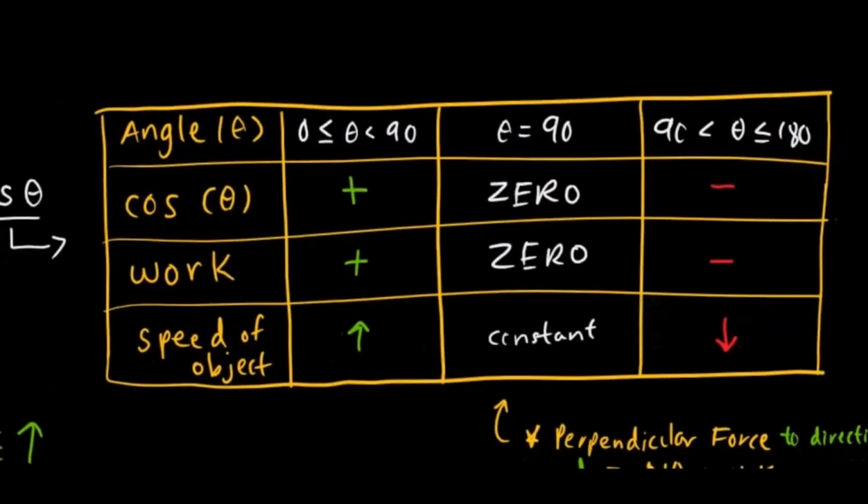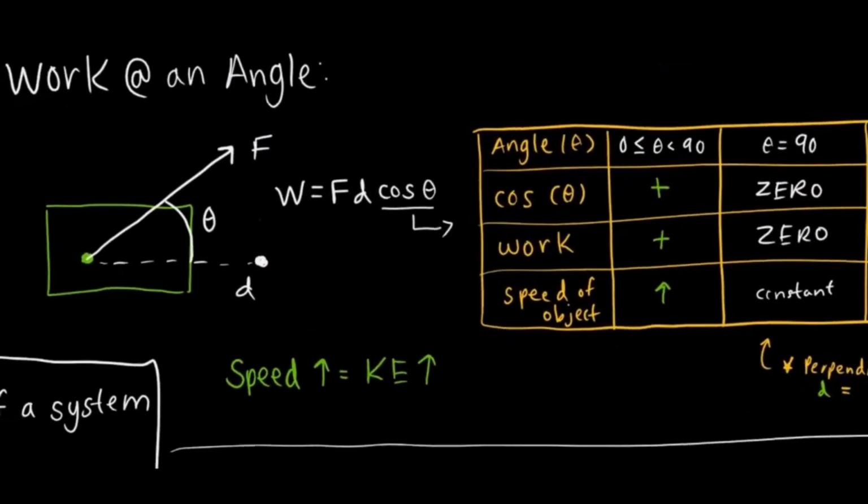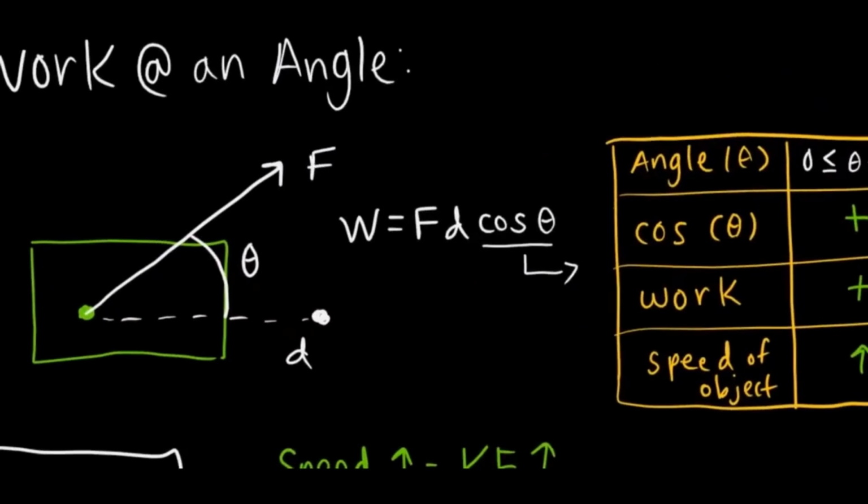When theta is 90 degrees, that means cosine theta is 0, which means you're going to have 0 work. And so the speed of the object is constant. So when theta is in between 90 and 180 degrees, you're going to get a negative value for cosine theta, and therefore you're going to get negative work. And so that means a decrease in the amount of energy, which means a decrease in speed as well.